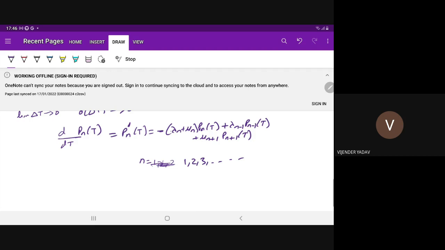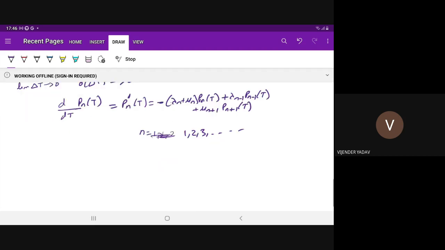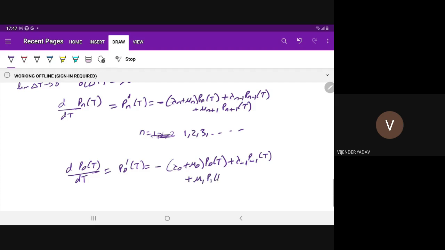Similarly, if you want to write for the zeroth node, d p0 of t by dt, in this if you put n is equal to 0, it will become minus lambda 0 plus mu 0 p0 of t, just as a hint I am writing, plus lambda minus 1 p minus 1 of t plus mu 1 p1 of t.